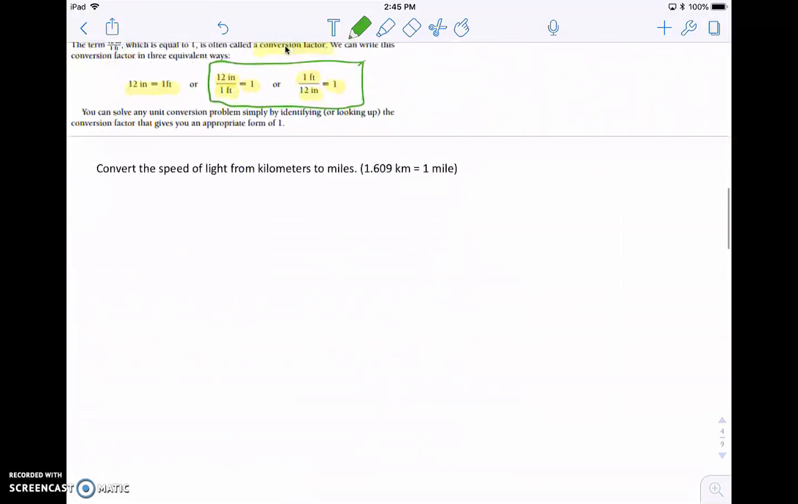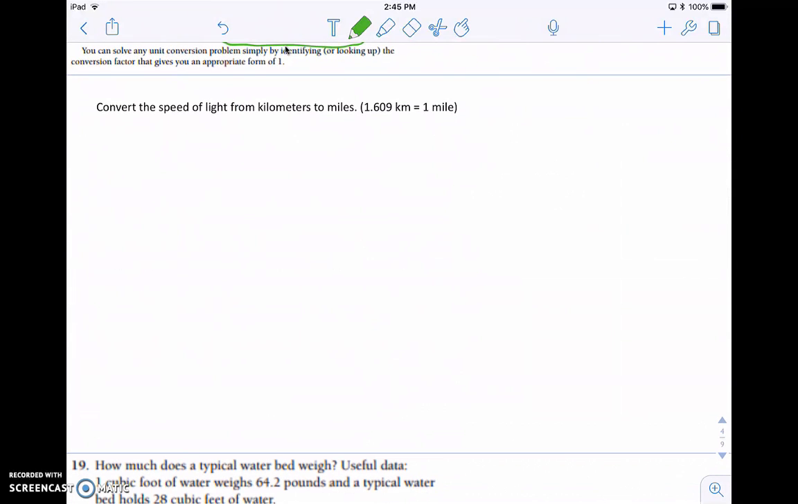So let's go back to our problem where we had the speed of light in kilometers, and let's convert from kilometers to miles. We had 9,460,000,000,000 kilometers was the speed of light. Or not speed of light, excuse me, 1 light year. I had a typo there. This should say light year. My bad on that. What we want to do is convert from kilometers to miles.